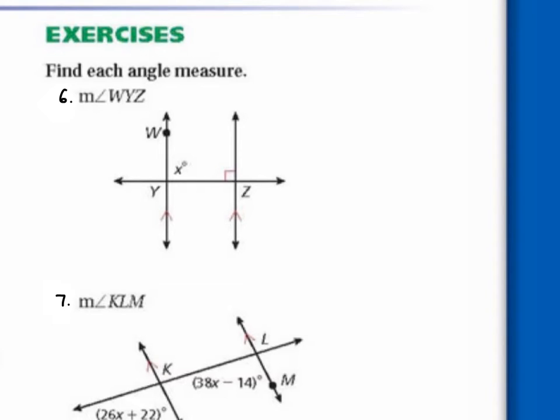Let's look at 6. What's the measure of angle WYZ? 90. So if we're looking for this angle here, we know that this angle and this one are going to be, what type of angles are these? Same side interior. They equal 180. So if we have one that's 90, the other one's also going to equal 90. Then what's x? 90.